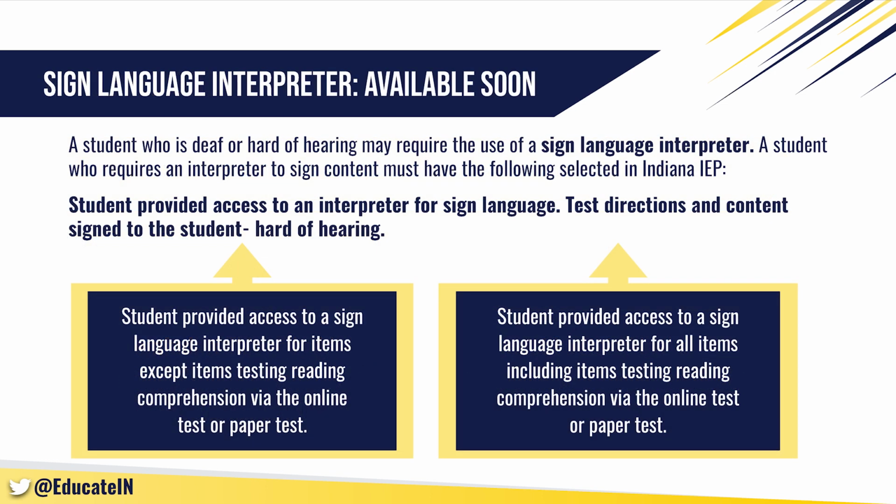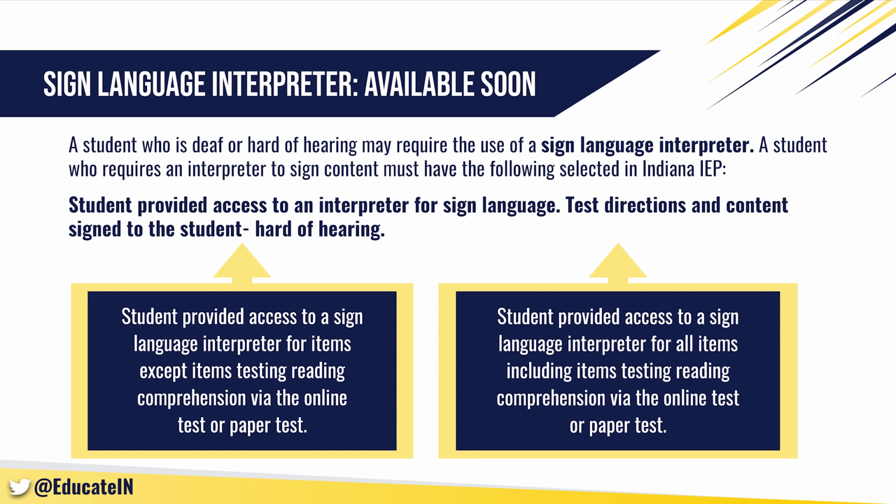A student who is deaf or hard of hearing may require the use of a sign language interpreter. A student who requires an interpreter to sign content must have the following daily accommodations selected in Indiana IEP: student provided access to an interpreter for sign language, test directions and content signed to the student hard of hearing.